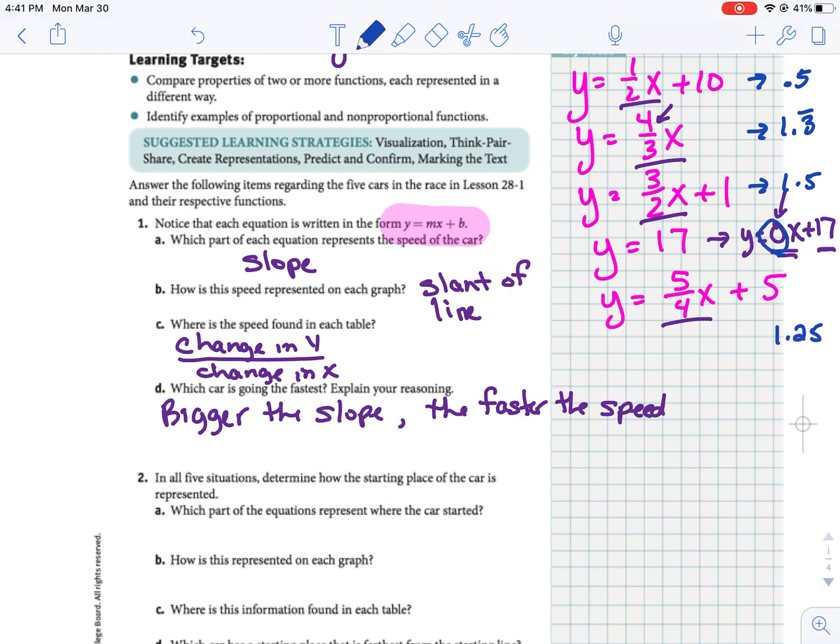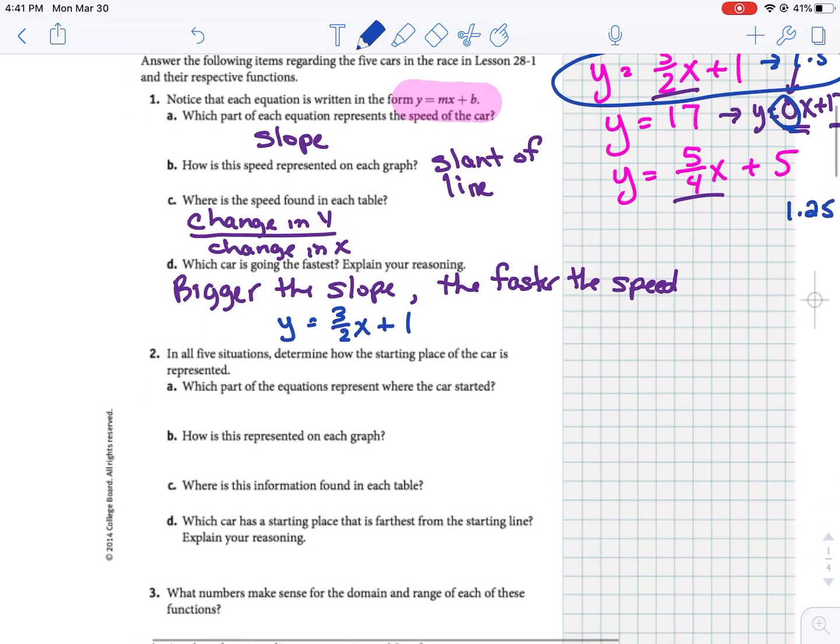And then this guy had a slope of 0. So all we have to do is look for the biggest number. So in this case, that slope that had the 1.5. So the equation that had the biggest slope, or the fastest car, was the car that had the equation y equals 3/2 x plus 1, because that 3/2 was the largest slope.